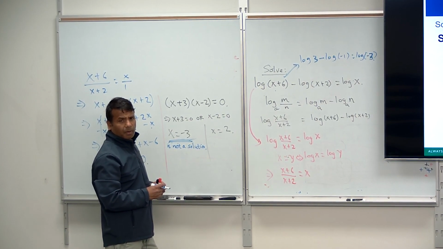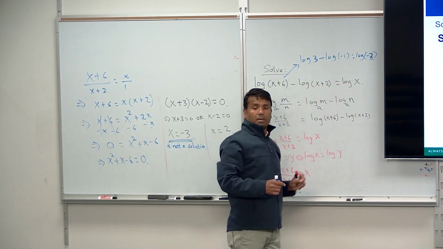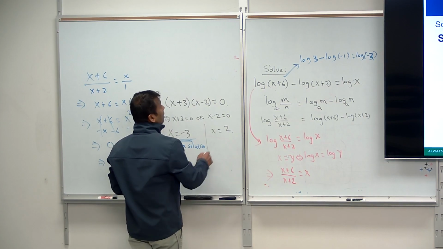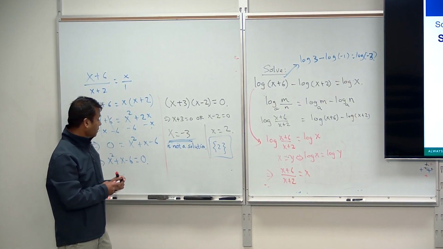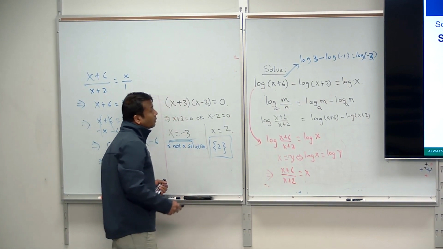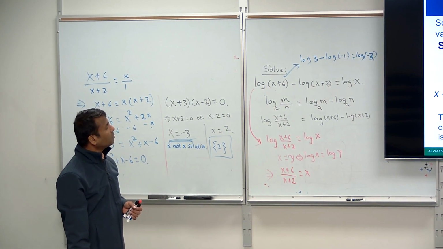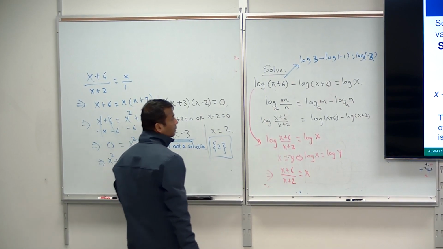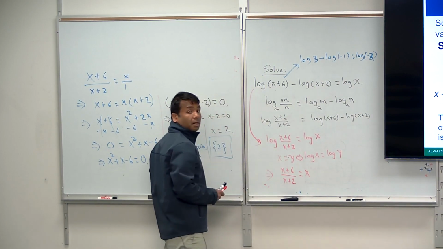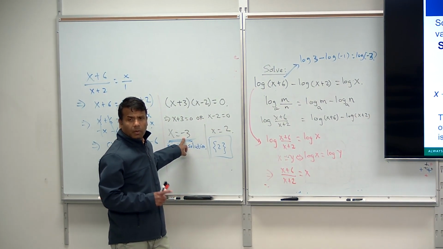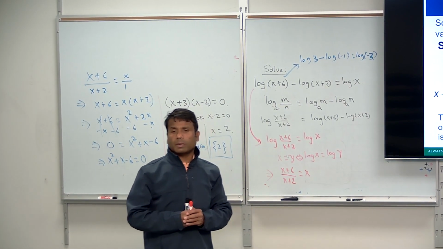But 2 is good because if you plug in 2, you get a positive number here, positive and positive. So that's why the solution is 2. You got it, guys? You see, this negative 3 is not in the domain of log. The domain of the logarithmic function is all positive real numbers.